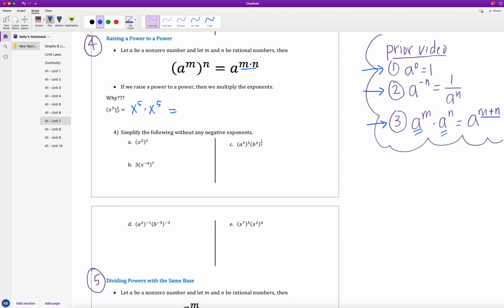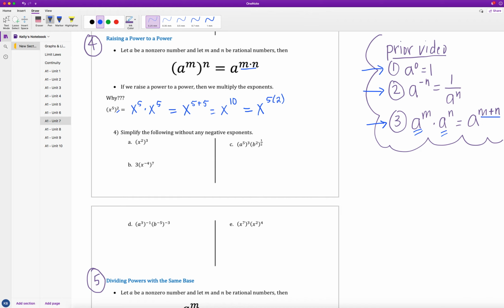Well, we know from our property number 3 that if I'm multiplying bases that are the same, I add their exponents. Because I have the same base of x and x, I would add the exponents. So I'd get x to the 5 plus 5, which would give me x to the 10th. But another way to think about how I got the number 10 is, if I go back to the original problem, I have a 5 and a 2. If I multiply 5 times 2, that will give me 10 as well. That's kind of a shortcut rule: if I have a power to a power, I multiply those exponents.